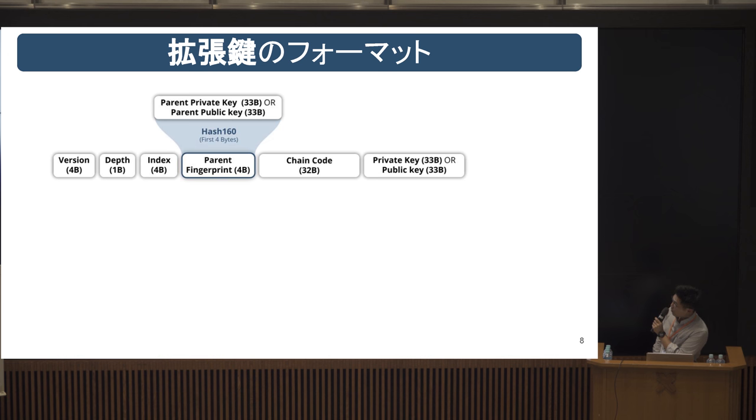feature. So we have the chain code in there. We have the private or public key. If it's a private key, it's 32 bytes, but what we do is we just pad it with a zero byte.